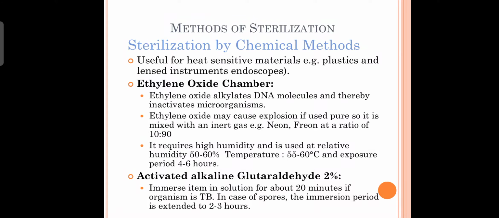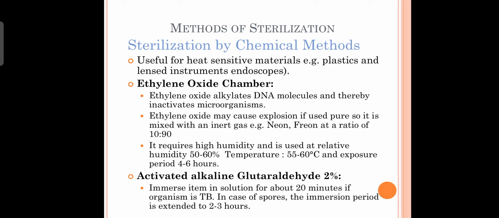Hello everyone. In the last video we studied the physical method of sterilization. So today we are going to discuss the chemical method. Chemical method means using different chemicals, maybe in liquid or gaseous form. It is useful for heat sensitive material like plastic, lens instruments or endoscopes. Mainly you can use this chemical method for instruments which are heat sensitive, meaning if you keep them in heat they will melt. That type of articles or instruments you can sterilize by the chemical method.